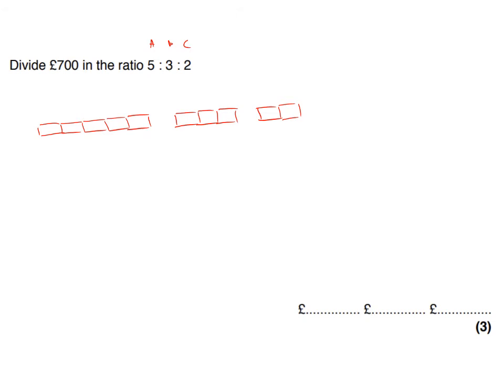So how many boxes have I got in total? Well, it's 5, 6, 7, 8, 9, 10. Aha, maybe I could have just added these together to get this. There's 10 boxes, so 700 divided by 10 is going to get me 70. So each of these boxes has 70 pounds in. A lot of money to be shared out.